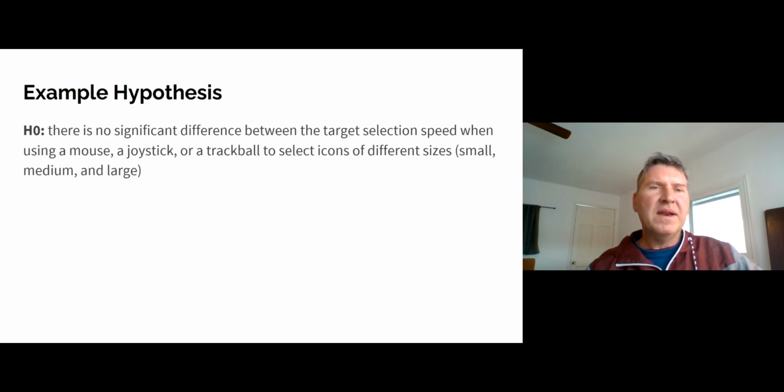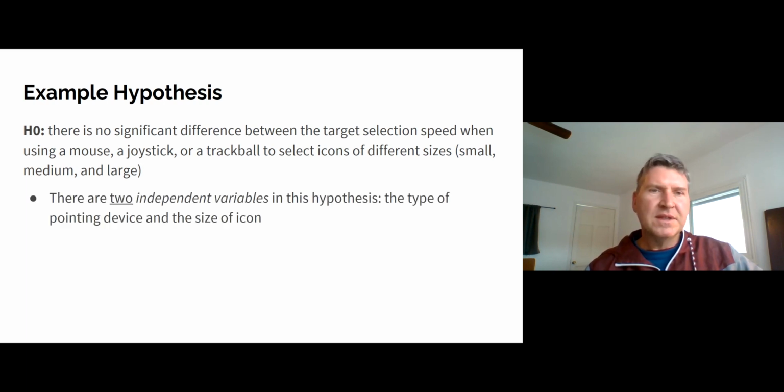Let's take a look at one example hypothesis here. There's no significant difference between the target selection speed when using a mouse, a joystick, or a trackball to select icons of different sizes, small, medium, or large. So there's two independent variables. One is the device that you're using, mouse, joystick, or trackball. And the other one is the size of the icon, small, medium, or large.